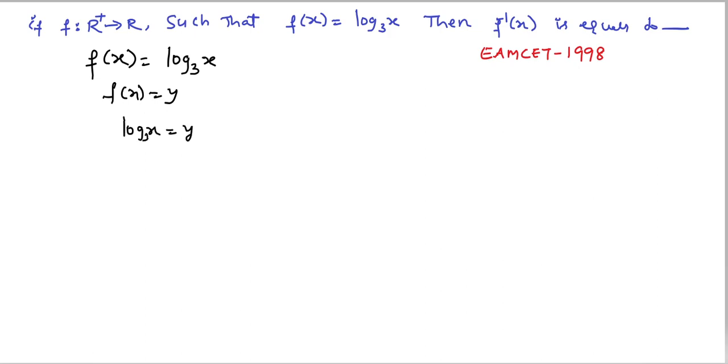Cancel log on both sides. Therefore, x is equal to 3 to the power of y. Therefore, the inverse function f inverse x is equal to 3 to the power of x.